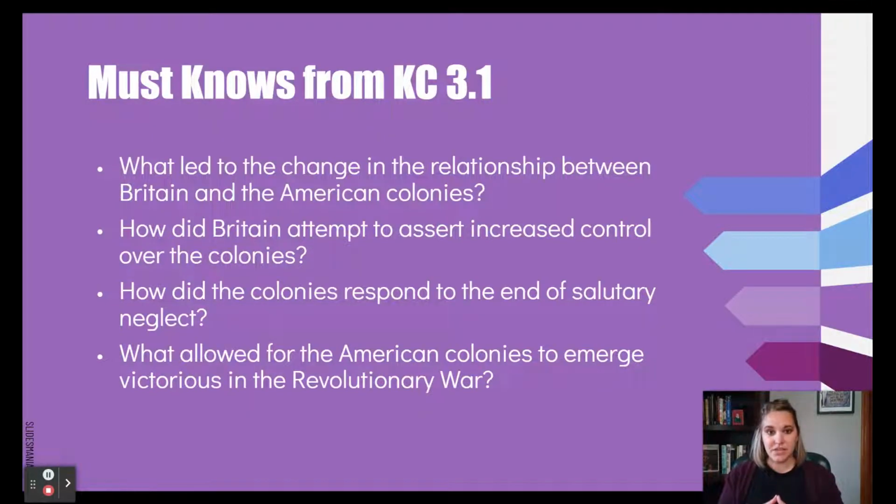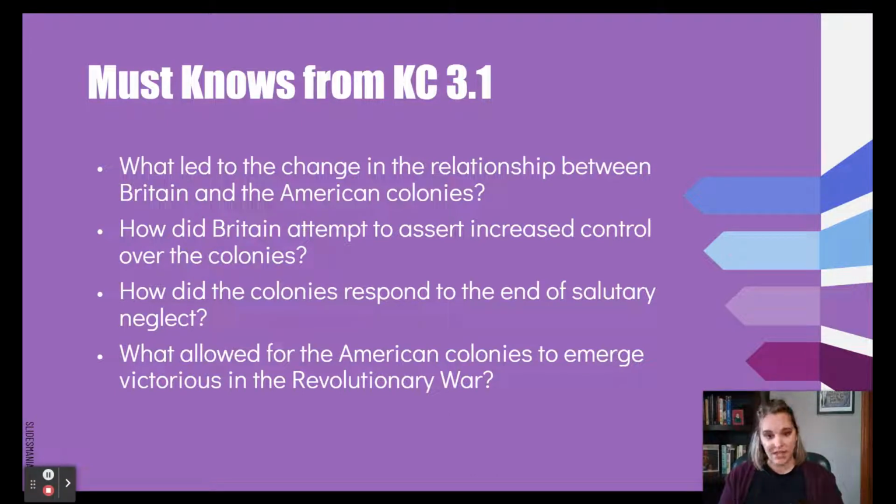So what are the must-knows from Key Concept 3.1? What led to the change in the relationship between Britain and the American colonies? So focusing on the French and Indian War, how was that a turning point in that relationship? How did Britain attempt to assert increased control? So why did mercantilism and salutary neglect end? And what are some examples of actions they took to increase control?